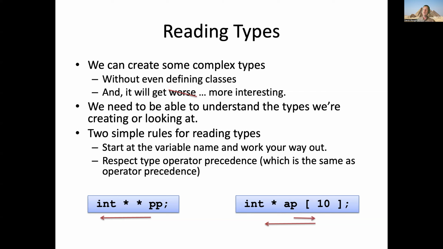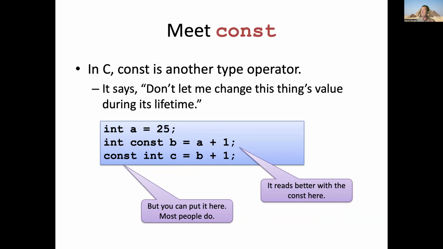Let's see one more type operator. We learned about star. We already knew about square bracket, but it's more interesting now that we can mix it with some other type operators. Const can be used to define new types. Remember, it's a reserved word in Java, but they didn't really use it in Java. I think they originally planned to use it. But in C, const can be used to help define new types. And you can think of const as meaning, don't let me change the value of this thing during its lifetime.